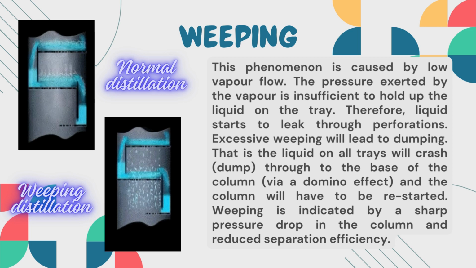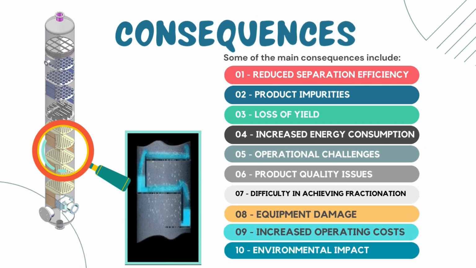Now guys, up next we would be talking about the prime topic of this video, which is the consequences of weeping in a distillation column. Weeping in a distillation column has several undesirable consequences that impact the efficiency and effectiveness of the separation process. Some of the main consequences are as follows, from which the first consequence is reduced separation efficiency.